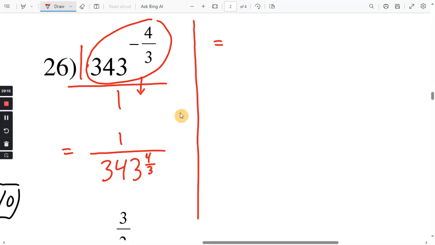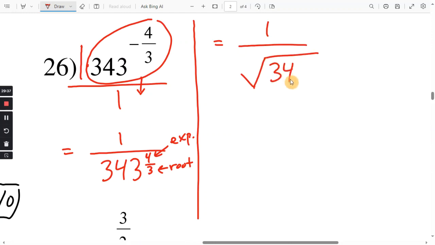All right, and we said the numerator is the exponent, and we said the denominator is the root. So we still have a 1 in the numerator, and the 343 is going to be underneath the radical symbol. The root is 3, so that's outside, and then the exponent is 4.